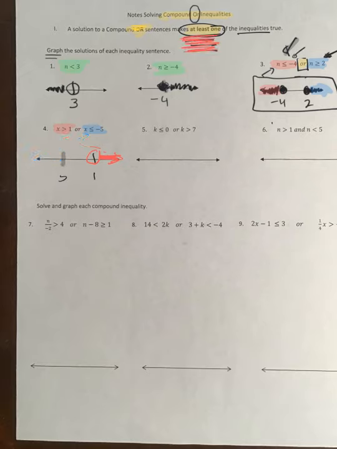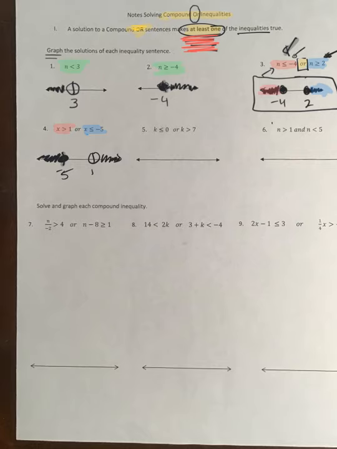So because you guys will be using pencil or black pen or whatever device you're going to be using, right, it would look something like this. So all the numbers greater than 1 would be everywhere to the right, and all the numbers less than or equal to, you do the solid because of the equal to symbol, would be to the left. So that's what your answer would look like.